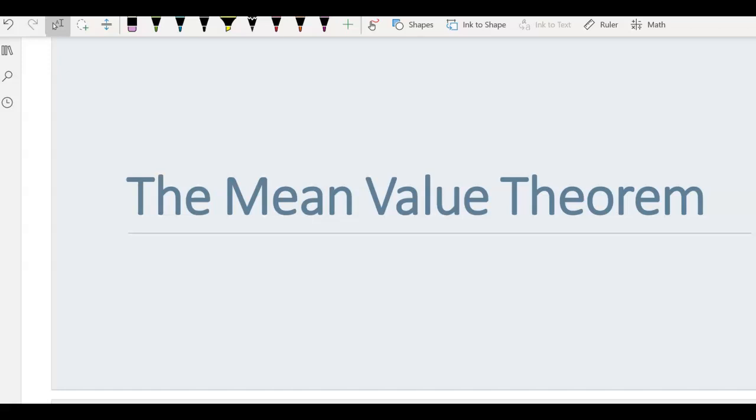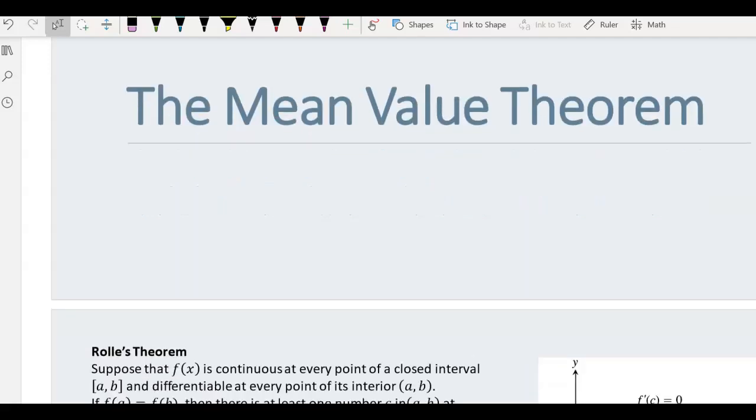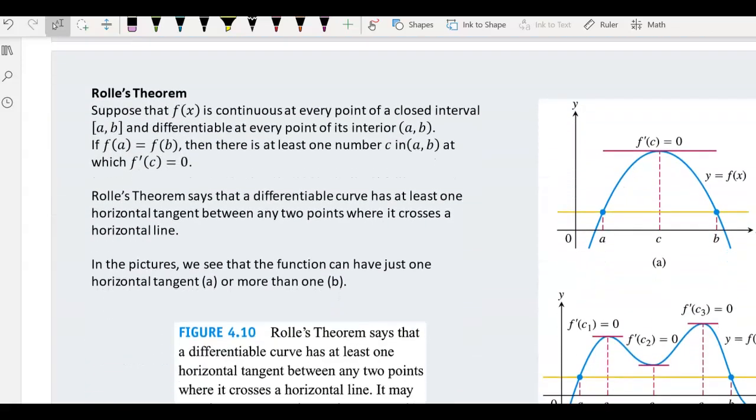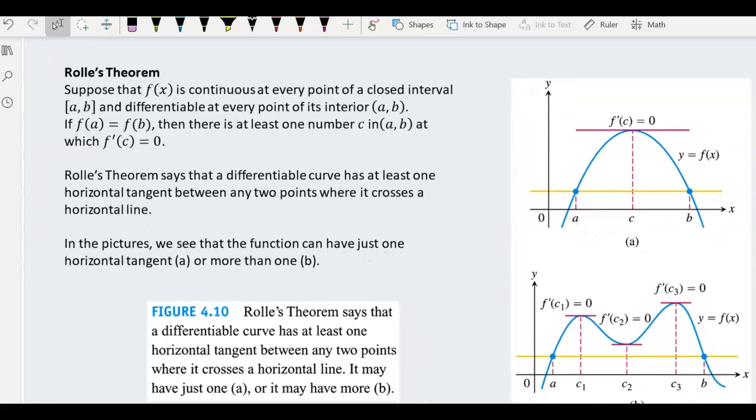In this video, we are going to look at the mean value theorem and some corollaries, some extensions of that theorem and ways we can apply this. The first thing we're going to do is talk about Rolle's theorem, which is stated here at the very top.